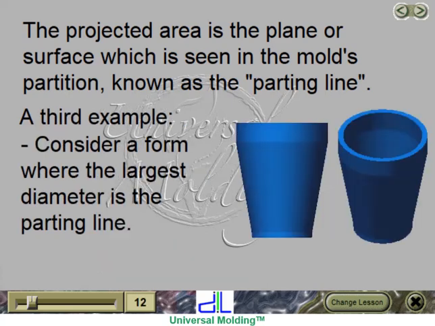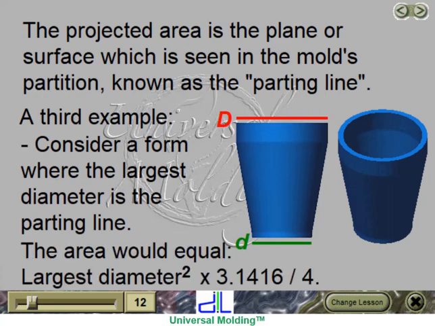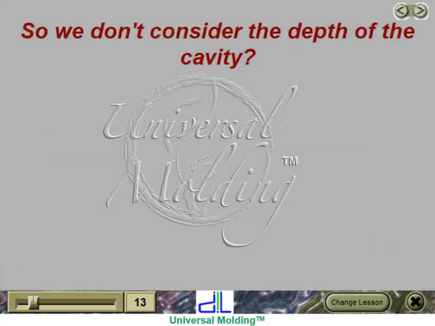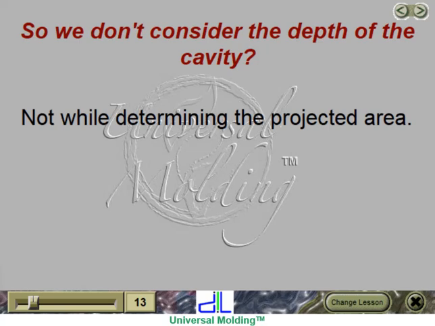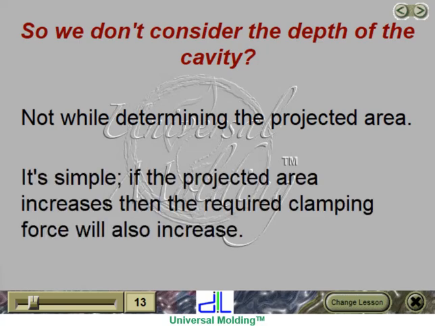A third example. Consider a form where the largest diameter is the parting line. The area would equal the largest diameter squared times pi divided by 4. So we don't consider the depth of the cavity? Not while determining the projected area. It's simple. If the projected area increases, then the required clamping force will also increase.